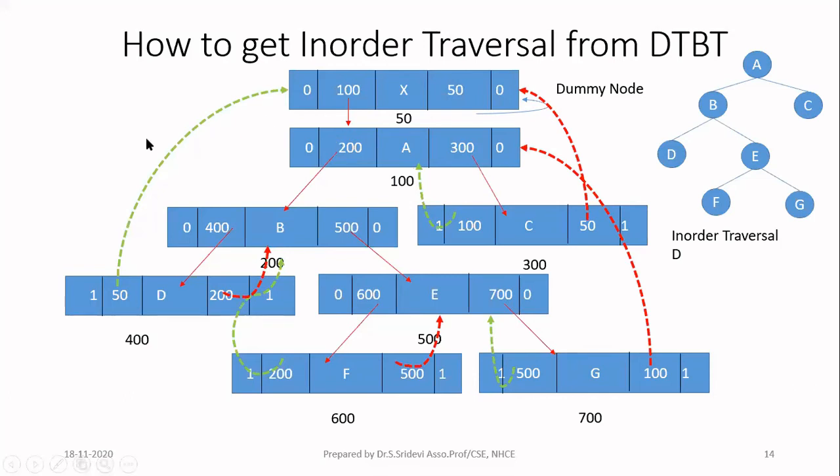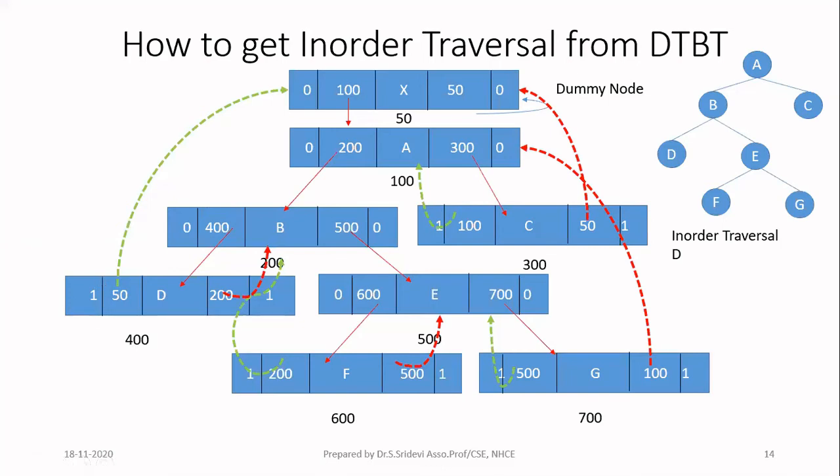Okay, so now here you can see I have 0 in the thread field. So don't print anything, just look at the left pointer. Left pointer is 200. Go to that address now. In that address, see what this field is. It is 0 again. So don't print anything. Look at the left pointer. It is 400. Go to that address. Now in 400, I have this field as 1. It means it is a thread.